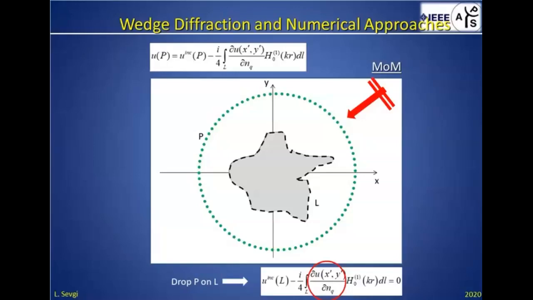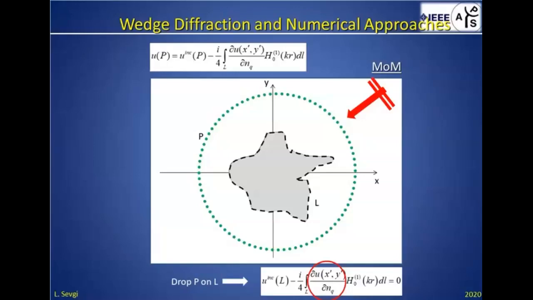You can move the dn term outside the integral and then get rid of the integral. Instead of the integral, you replace it with the summation formula. So this is the basic of the method of moment.